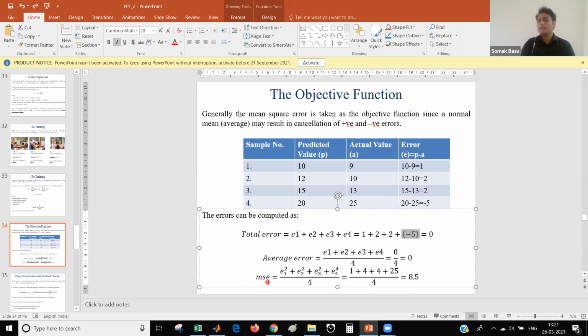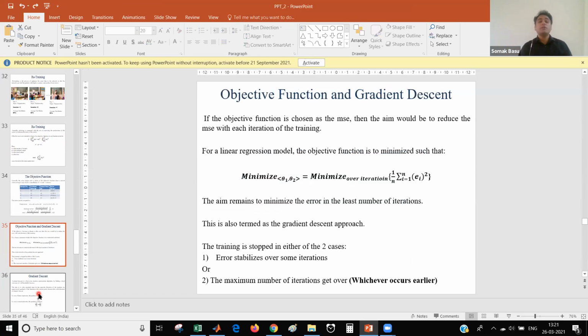So mean square error is generally computed. That's a very important function. This is also called the objective function. This tells you the lesser the error is, the higher the accuracy is. So as you keep decreasing the error, the accuracy keeps increasing. As the error increases, the accuracy decreases. So now we'll come to the objective function.